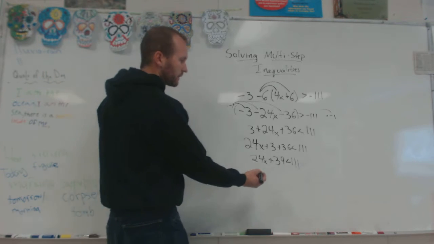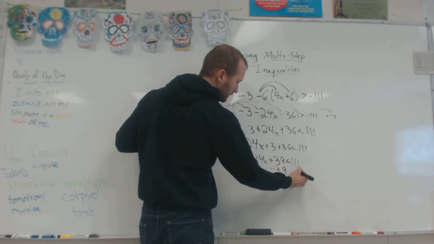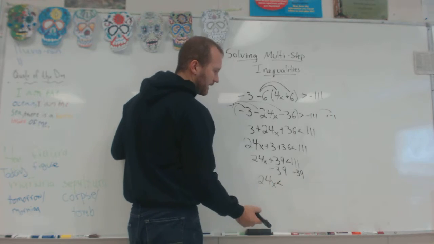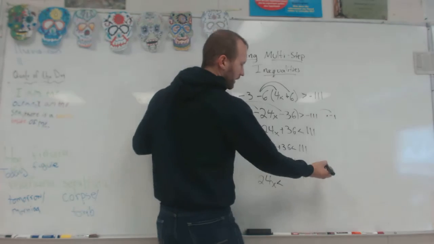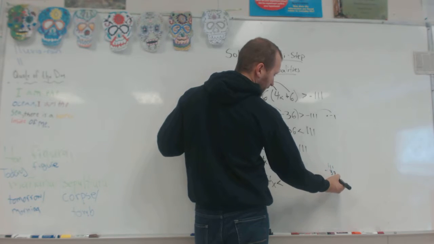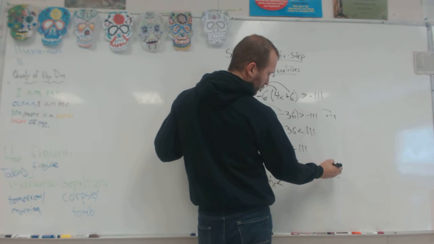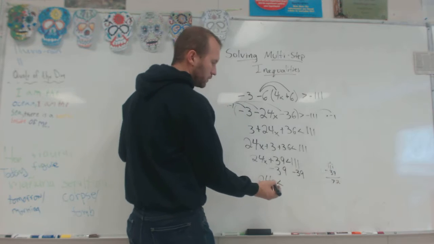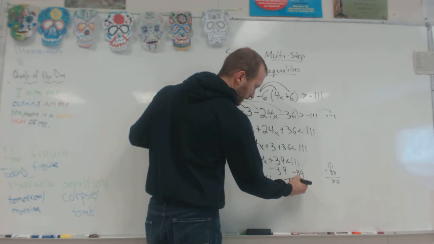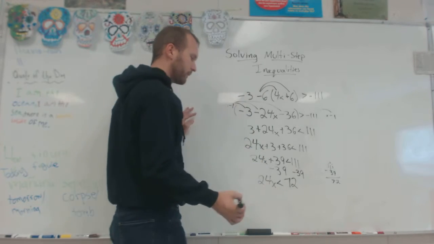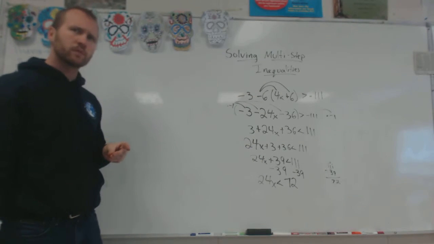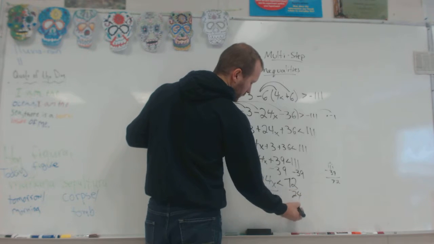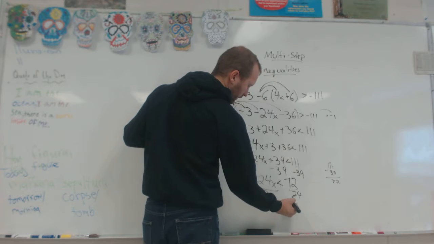Okay. Subtract 39 from both sides. 24x is less than, and then I would do this over on the side, right? 111 minus 39, draw a line, let's see, we're going to have to borrow from there, 2, and then 10, so 72. So 24x is less than 72. Now what do I do? Divide by 24. X is less than 3.